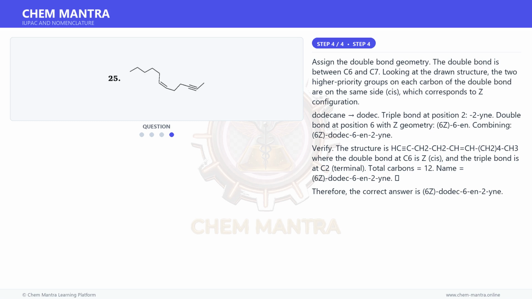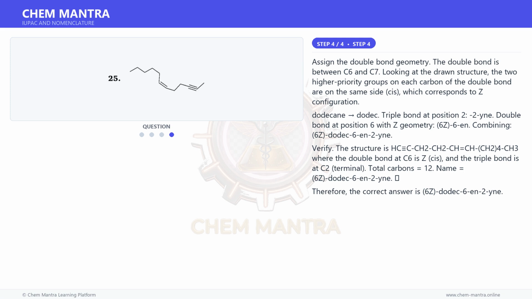And for the final step, assign the double bond geometry. The double bond is between C6 and C7. Looking at the drawn structure, the two higher priority groups on each carbon of the double bond are on the same side, cis, which corresponds to Z configuration.